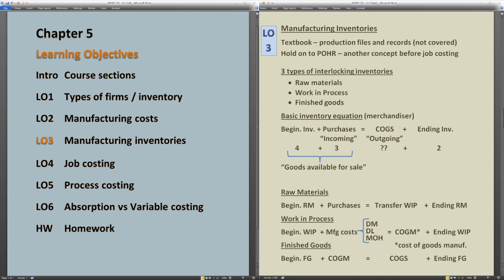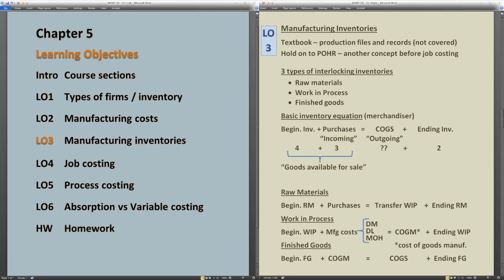So we have beginning finished goods. What gets added to beginning finished goods? All those things that have completed manufacturing. Things that have completed manufacturing are called cost of goods manufactured. And that's going to equal our ending finished goods. And then what things leave the finished goods? The things that we sell. Cost of goods sold. So if I look at the basic inventory equation, what was the first incoming item? Purchases. What was the outgoing item? COGS. If I look at raw materials at the beginning of the process, it's still purchases. And then if I look at the finished goods, what's the outgoing? COGS. So we still have purchases and COGS.